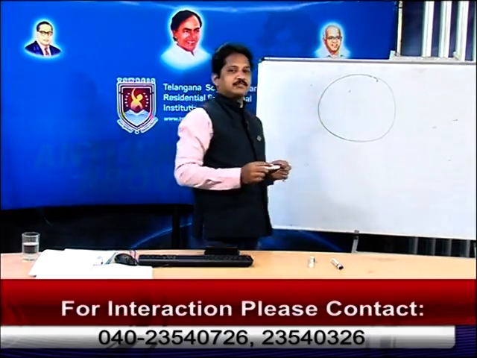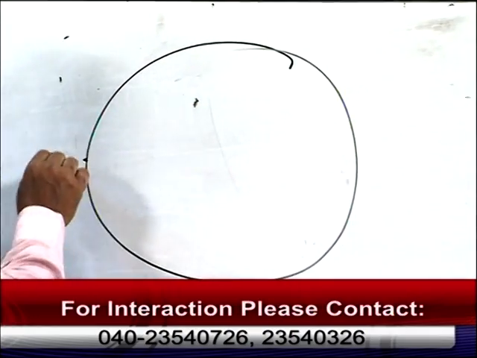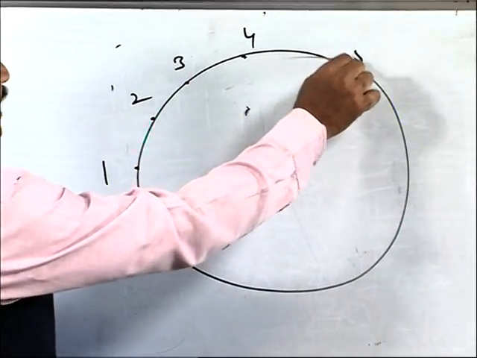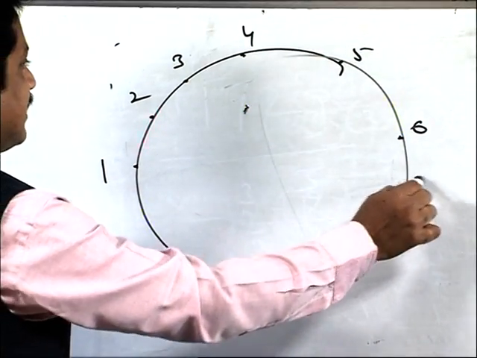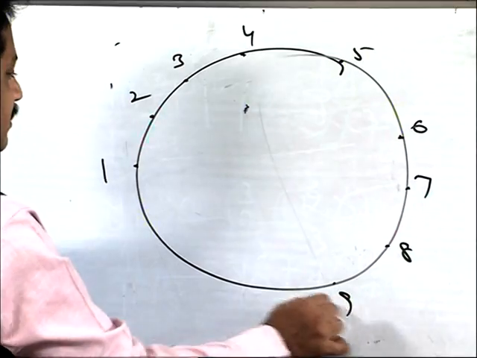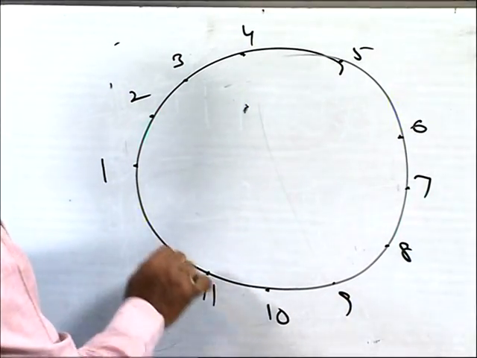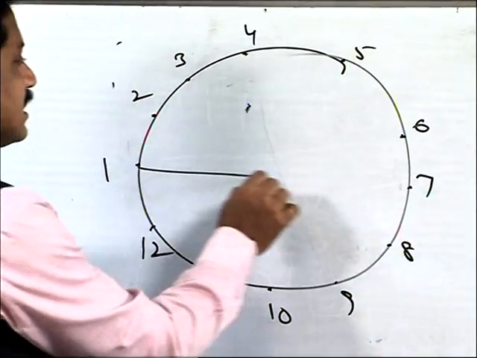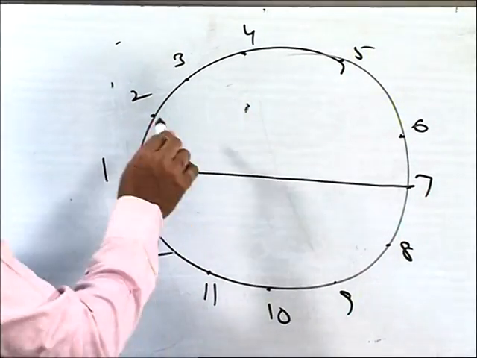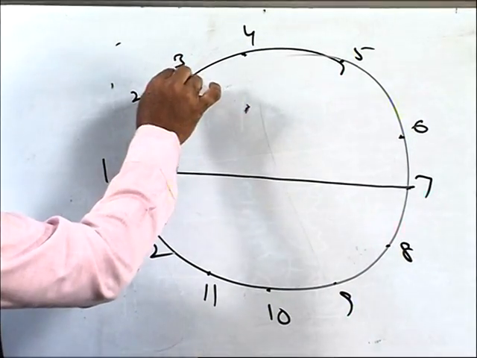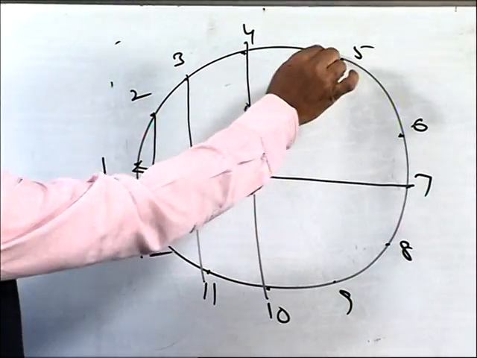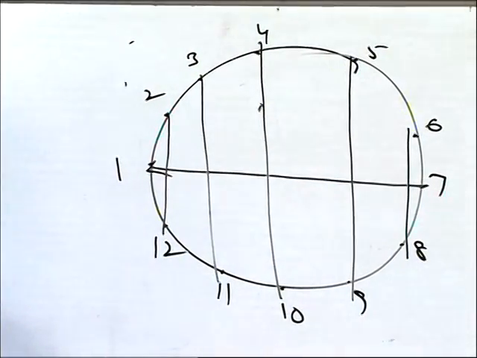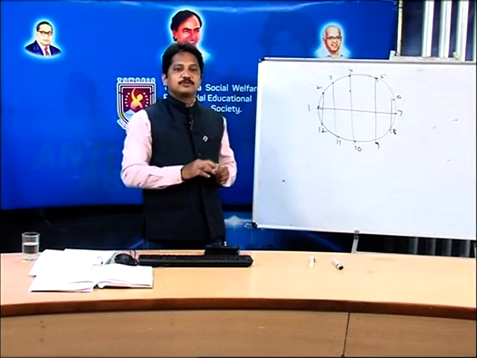Just draw a circle and place 1, 2, 3, 4, 5, 6, 7, 8, 9, 10, 11 and 12. Okay. Just pair 1 and 7. Now you can pair 2 and 12, 3 and 11, 4 and 10, 5 and 9, and 6 and 8. This is one set of pairs. On the first day, this is the grouping.